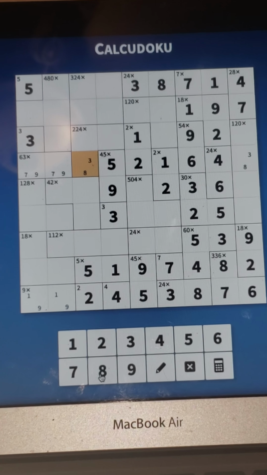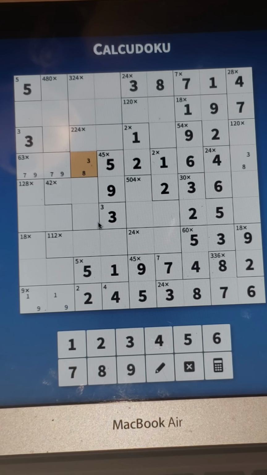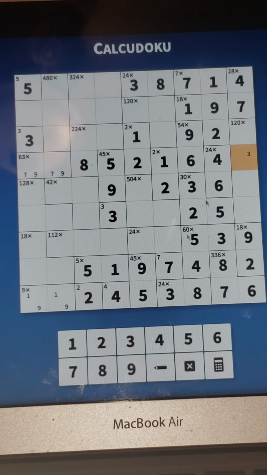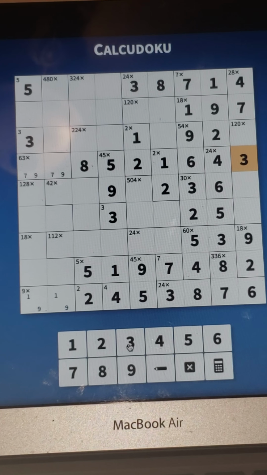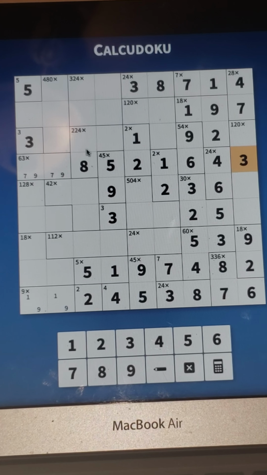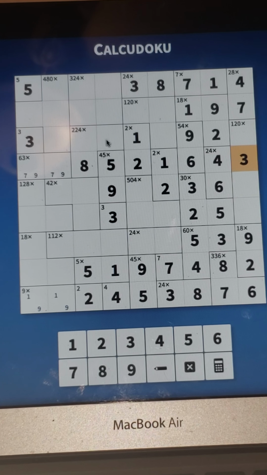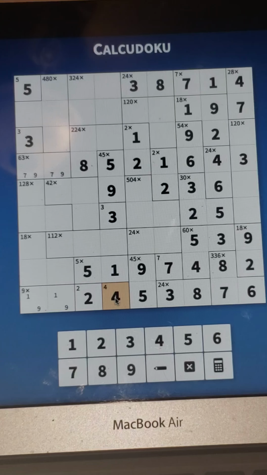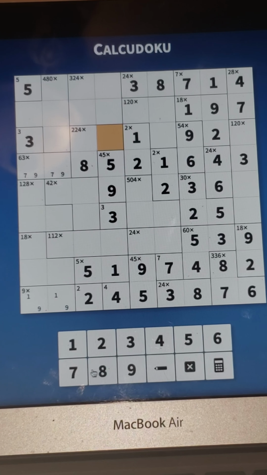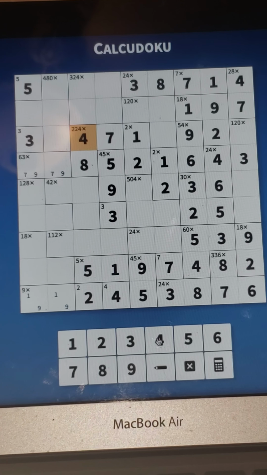Since 224 is not divisible by 3, this has got to be an 8. And this has got to be a 3. Now with the 224, these two cells will have to multiply to equal 7 times 28, and 4 and 7 is our only option. So thanks to this 4, we get a 7 and then a 4.